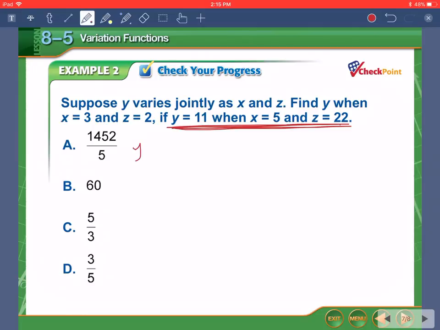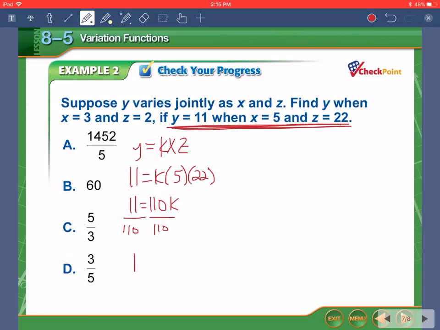So y equals kxz, which means 11 equals k times 5 times 22. So 11 equals 110k. And then we divide by 110. So we get that k equals 1/10. So now our equation is y equals 1/10 x times z.